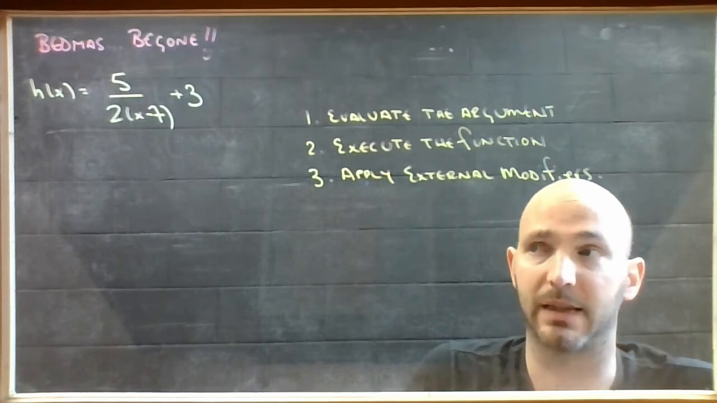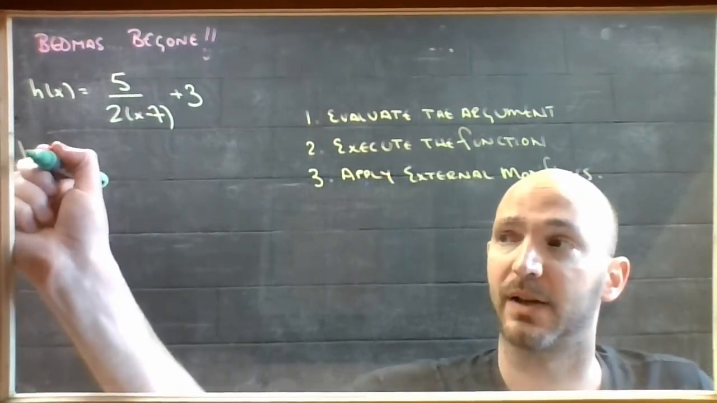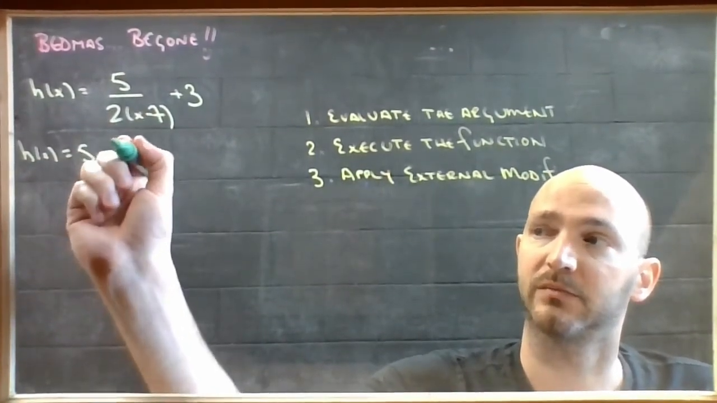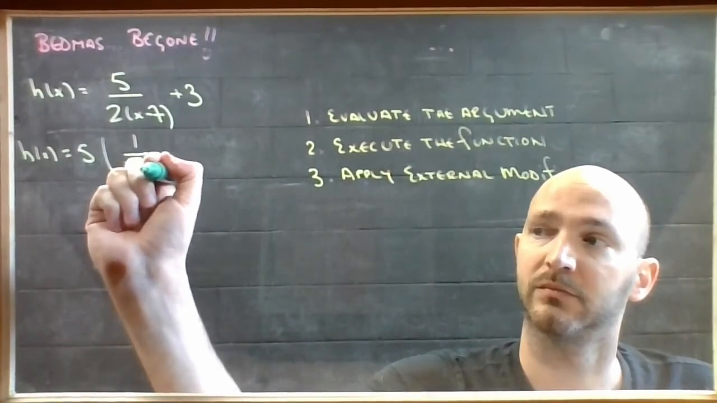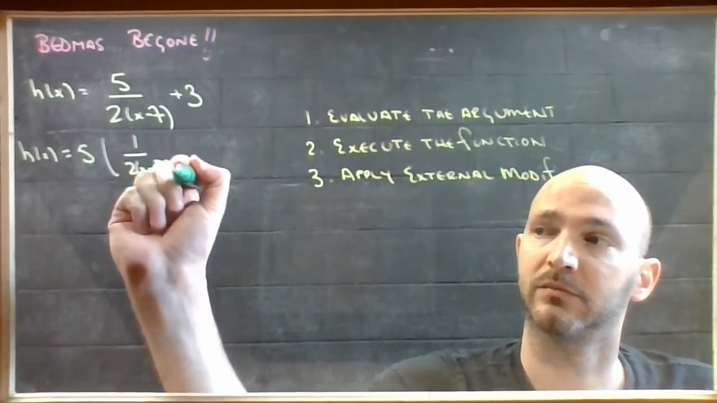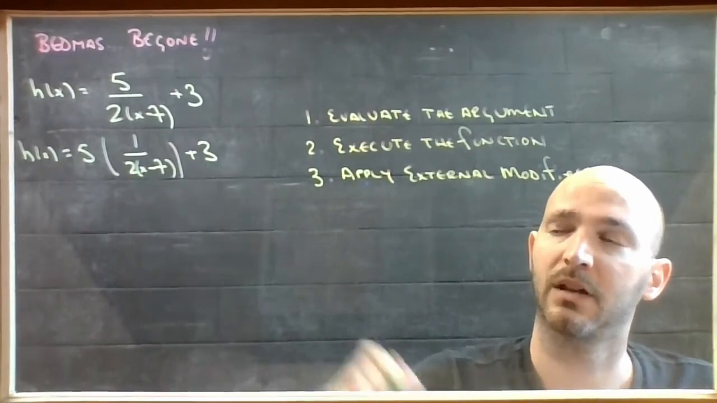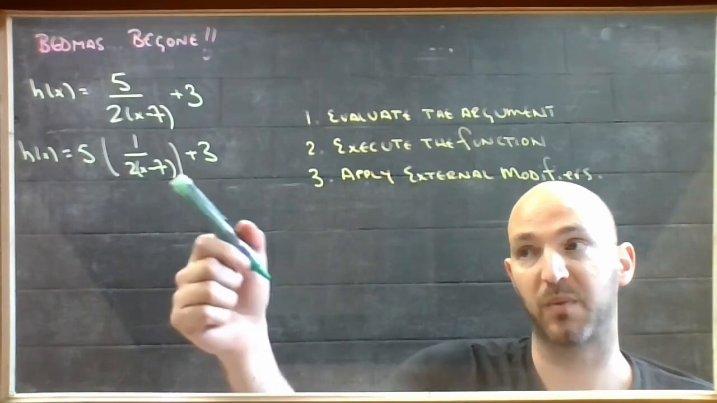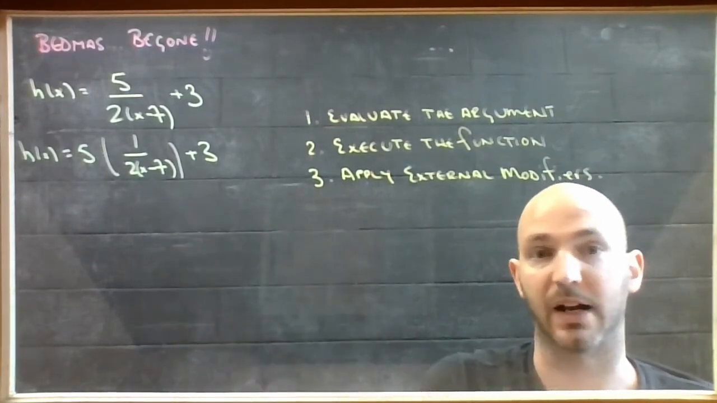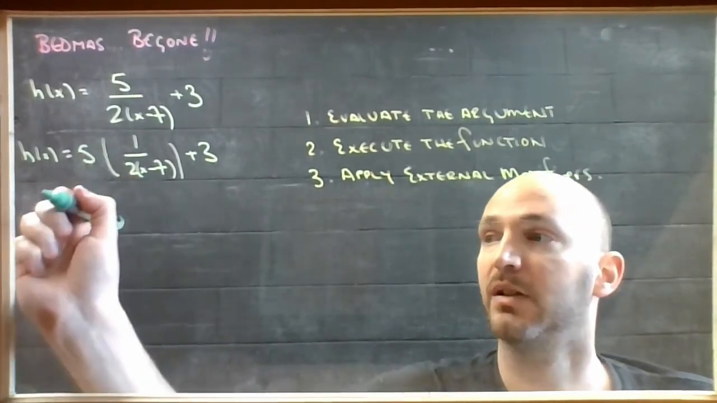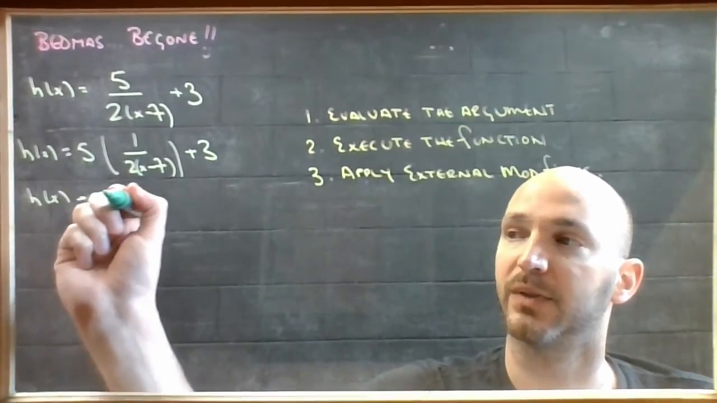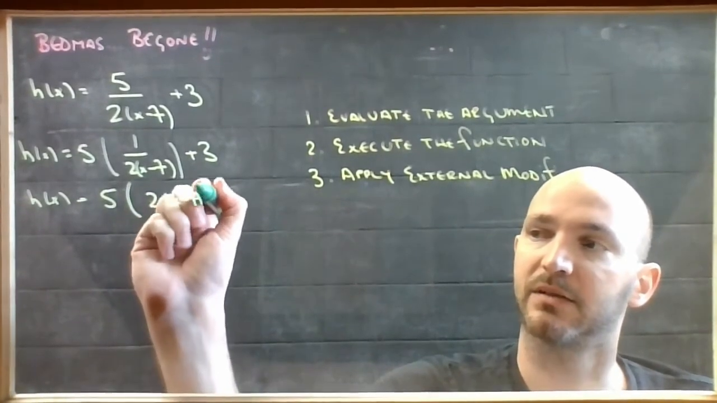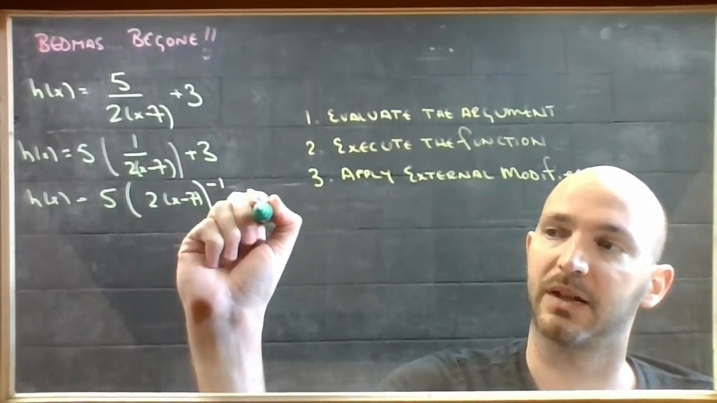So I'm going to rewrite this so that it looks like all the rest of the functions we've had. We pull that 5 out in front. And then I'm going to use negative exponent notation to pull this thing out of a fraction. So it doesn't look like a fraction at all. It would be h of x equals 5, 2 times x minus 7 to the negative 1 plus 3.